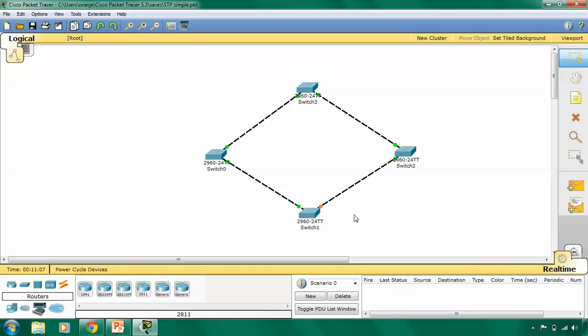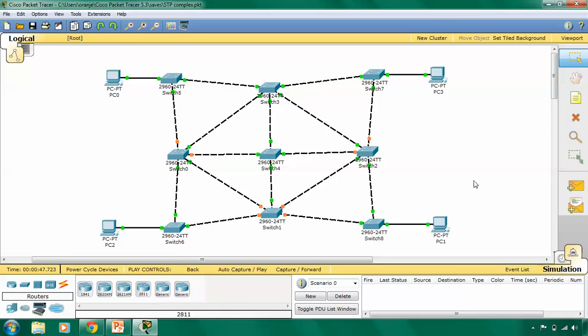So I can also show you a complex network which I had built. Here you have an even more complex network of switches, an interconnection of switches, and you have 4 clients connected to the outer edges of the network. Here when I run the auto capture play, you can see that the BPDUs are getting generated from this guy. So he's supposed to be the root bridge. We can verify that shortly.